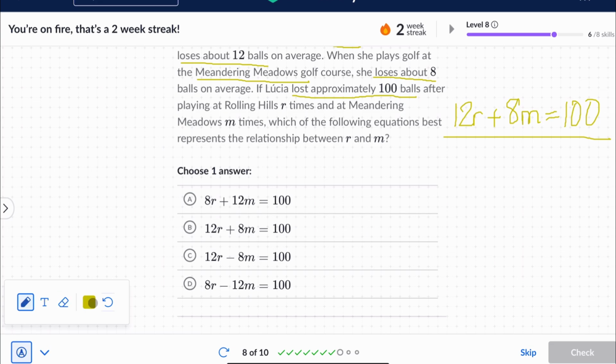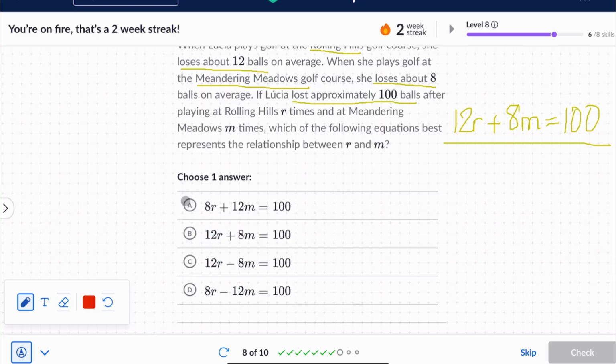So looking at this, we can cross off the ones that are 100% not correct. We know this is not correct because 8 should be M for Meandering Meadows, and this one's wrong too, and we know it's a plus sign, so it's not C, and so it should be B.